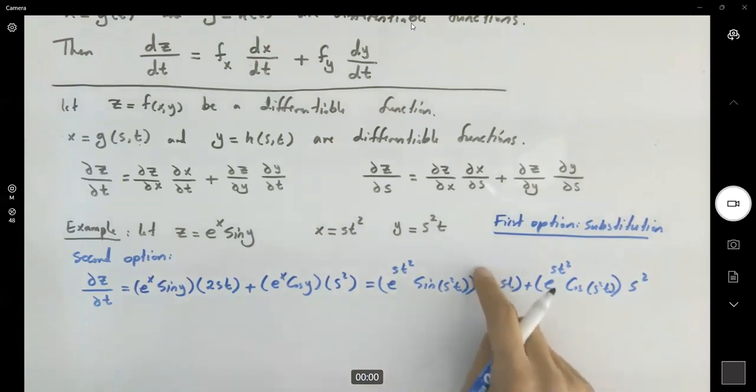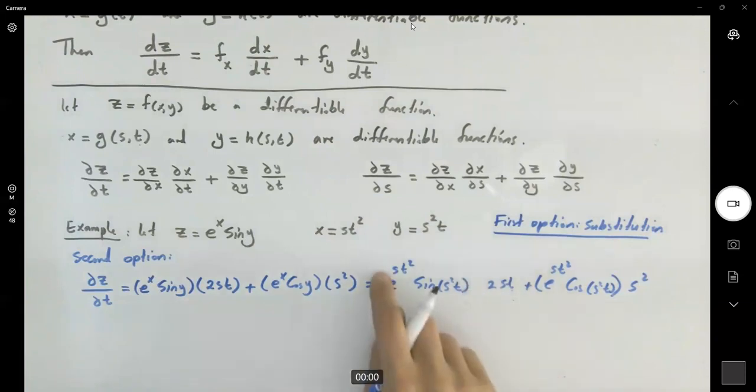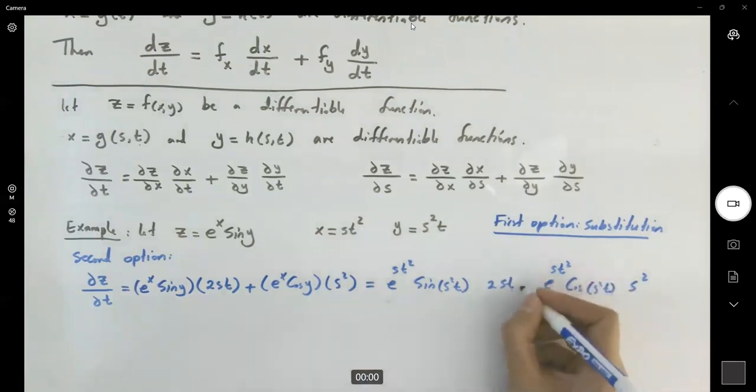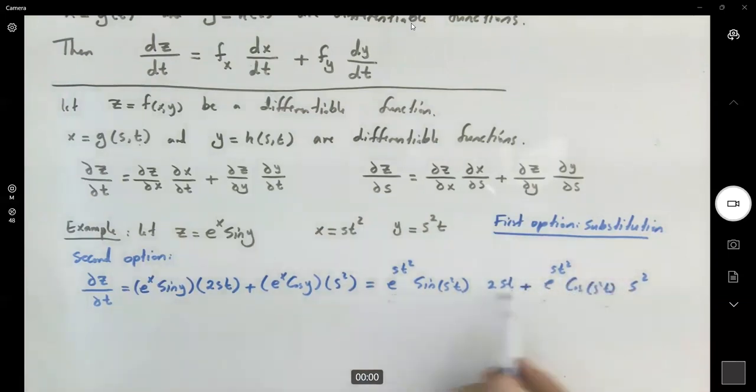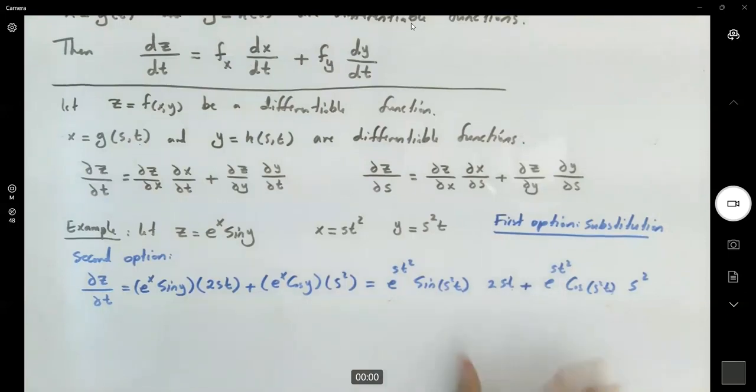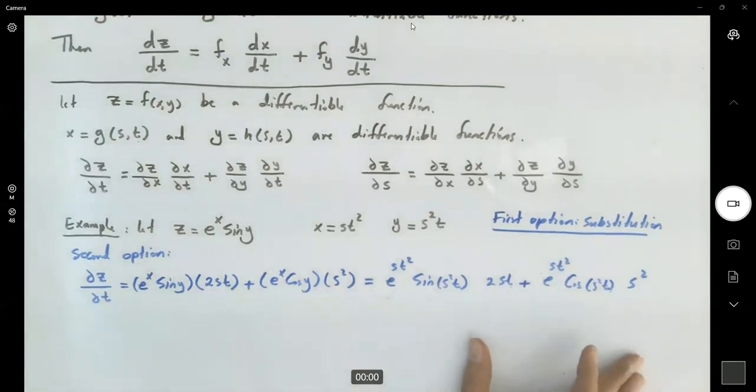Good, we can just get rid of some of the parentheses here. We don't need that many parentheses because there is no addition here, so just leave it as it is. You might say that, hey, I want to factor out s squared e to power st squared. Yes, go for it. You can write it in factor form or just leave it as it is.